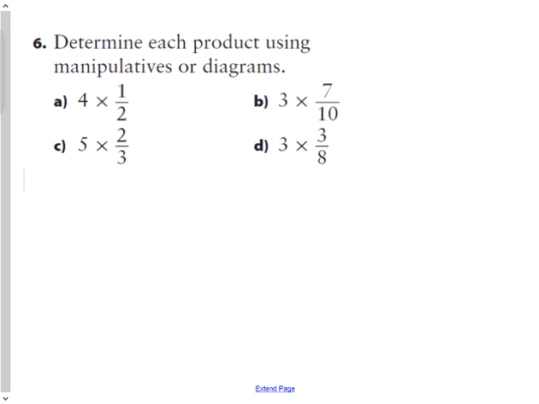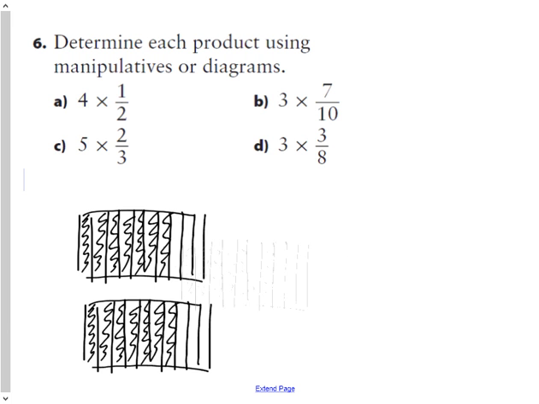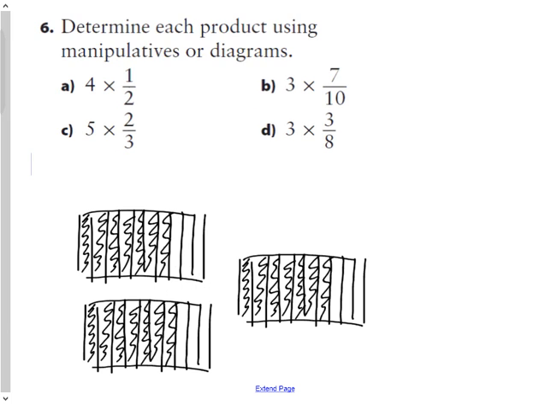Question B says 3 times 7 tenths. So if I have 7 tenths drawn here, I'm going to triple it. So there's doubling it and tripling it. If I triple 7 tenths, the question I want to ask myself is how many tenths do I have? Isaac, how many tenths do I have in total? 21 tenths. So as an answer, 21 tenths is acceptable.